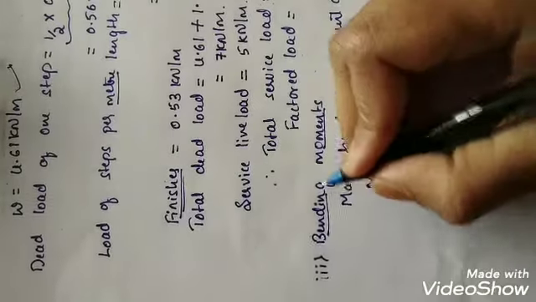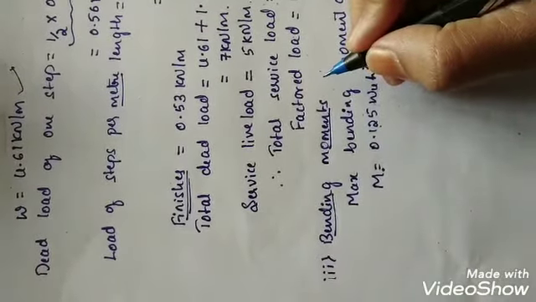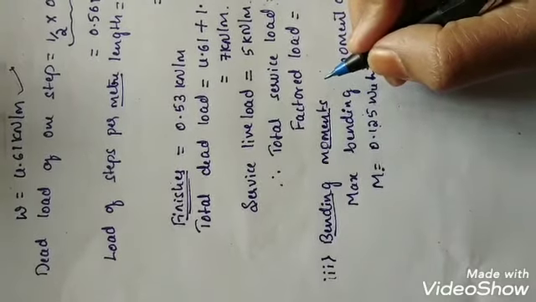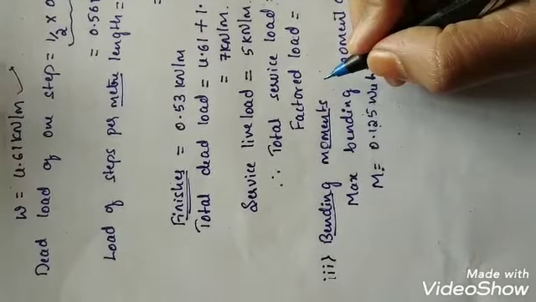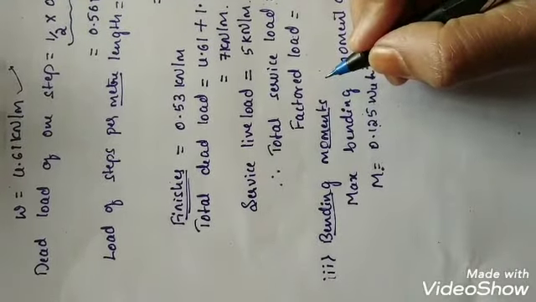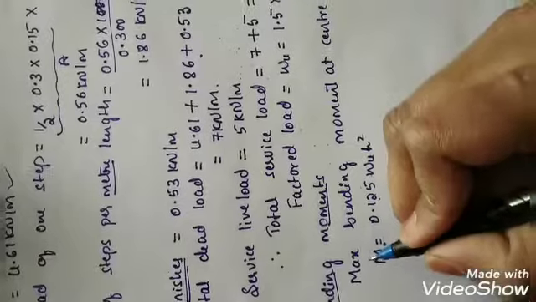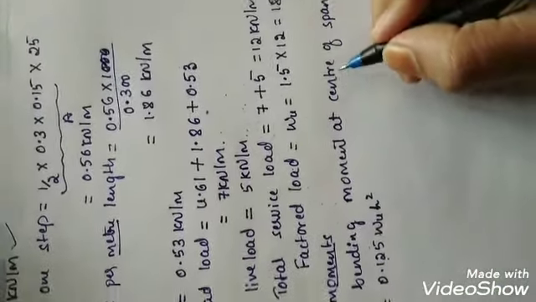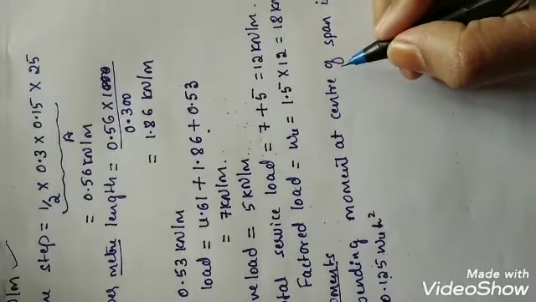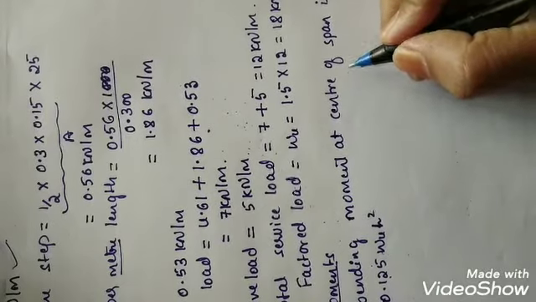So in the third step, we will calculate the bending moments. In the first step, we have calculated the effective span. In the second step, we have calculated the total load coming on the slab, nothing but the factored load. And next job is, we need to calculate the bending moments. For that, we need to calculate the maximum bending moment. Usually the maximum bending moment will occur at the center of the span.